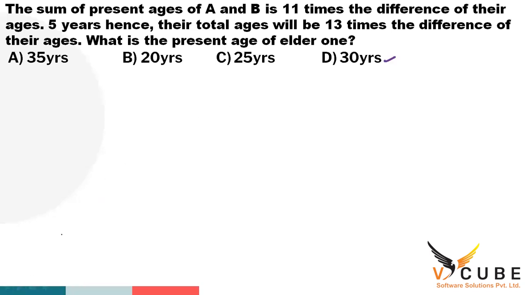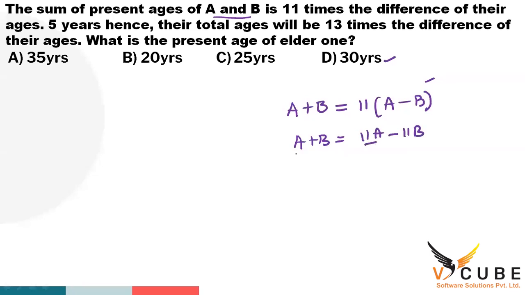Okay, so first read the question properly, guys. Here, the sum of present ages of A and B. Sum means adding. The sum of present ages of A and B is 11 times the difference of their ages. This is the formation, guys. First find out the A value, B value. A plus B is equal to 11 into A minus B, 11A and 11B. Okay, 11A minus A, 10A; 11B plus B, 12B. So then A by B is equal to 12 by 10.